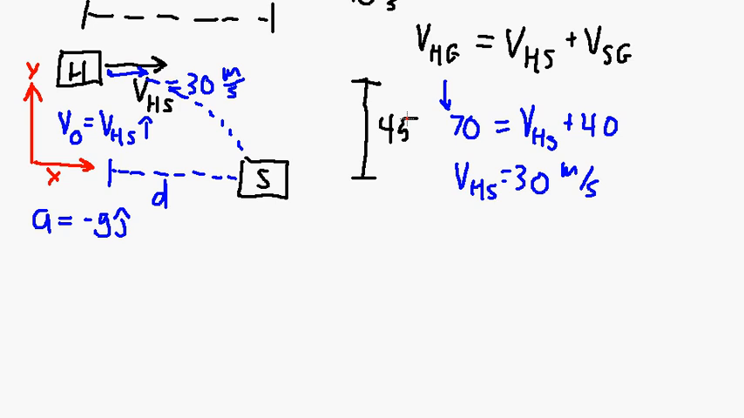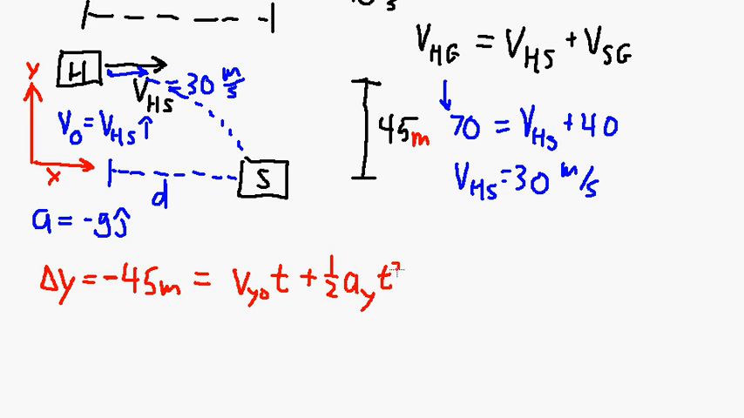how far down does the package have to travel? This is 45 meters, and that's the answer. The package has to go down 45 meters. So delta y is 45 meters, but positive y goes up. The package is going down 45 meters. So delta y has to be negative 45 meters, and that's going to equal the initial velocity in y times t plus 1/2 acceleration in y times t squared.